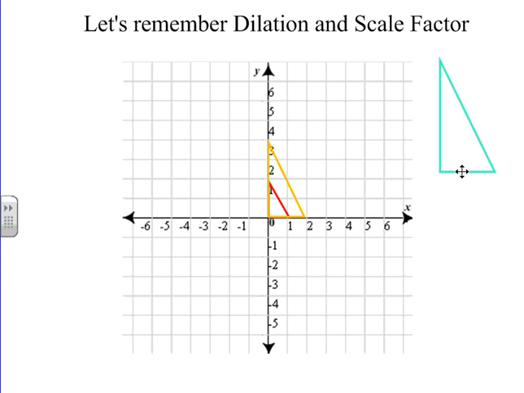I can also dilate even larger, and here I have 1 times 3 is 3 and 2 times 3 is 6. So this one has a scale factor of 3. And we can use this idea of scale factor so that we can identify similar triangles or sides of triangles and the relationship with slope.